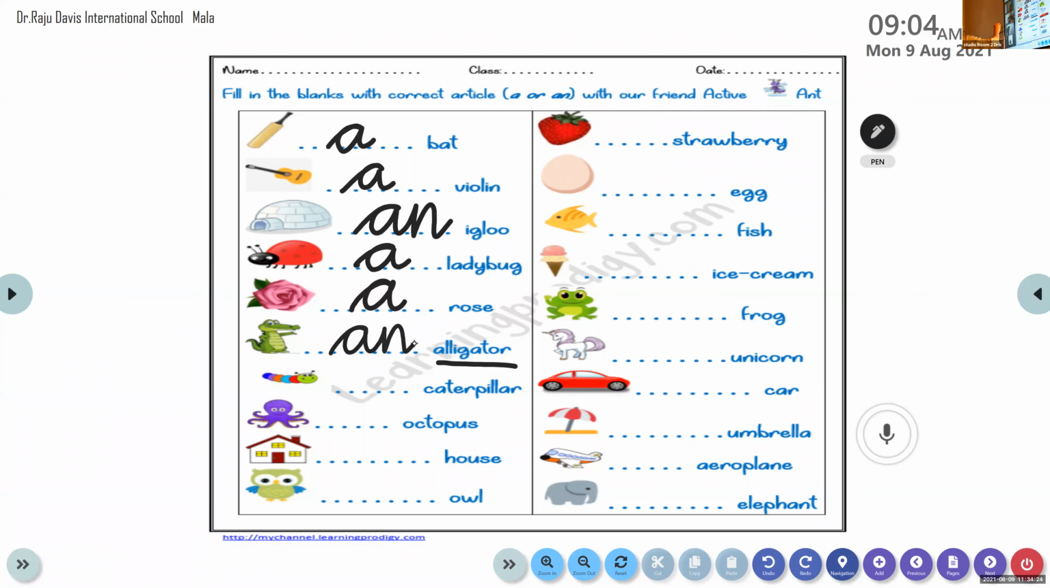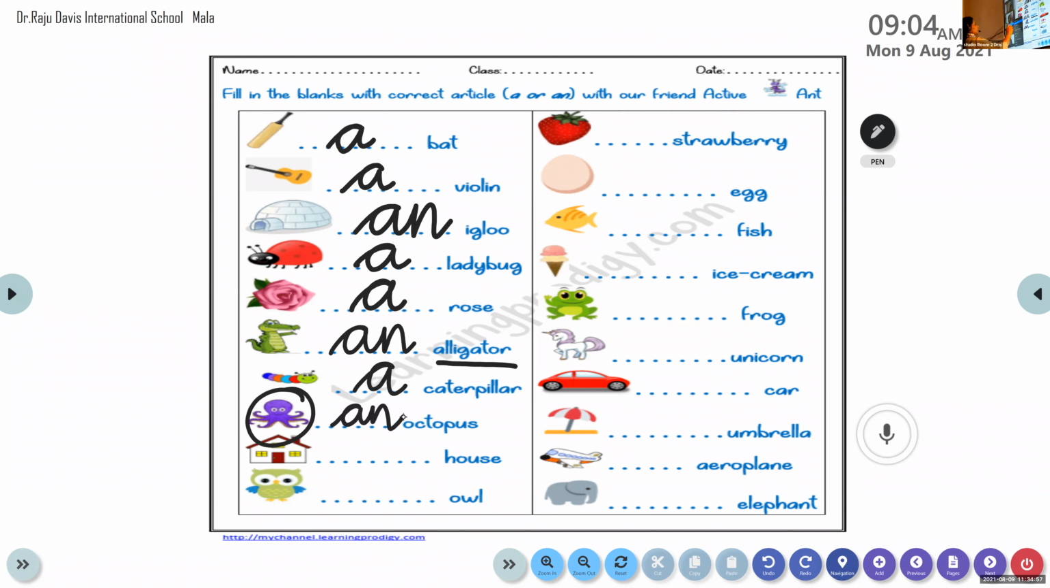Very good, Nihal. Bennett. Come on, Bennett. Do the next word. Caterpillar. So we have to use a. Very good. A caterpillar. Very good. Evelyn. Yes, come on. Octopus. Evelyn, come on, read the word. An octopus. Very good. An octopus.